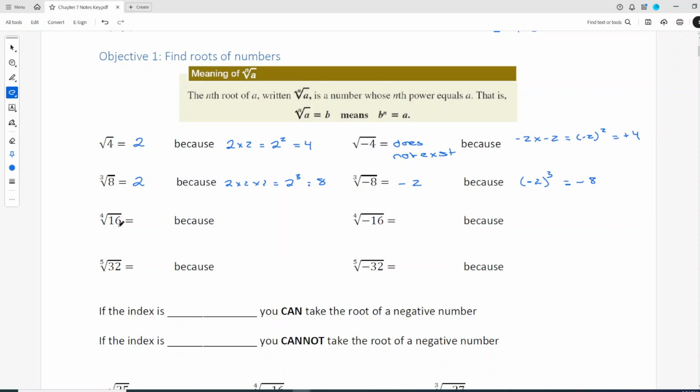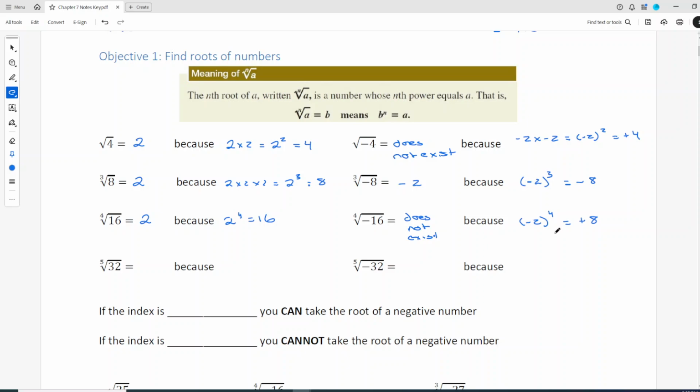Okay, what about the fourth root of 16? Well, the fourth root of 16 is also 2. Why? Because 2 to the 4 is 16. What about the fourth root of negative 16? What does your calculator say? What do you think? Well, again, it does not exist. And why does it not exist? Because if we took negative 2 and we multiplied it by itself 4 times, we would get positive 8.